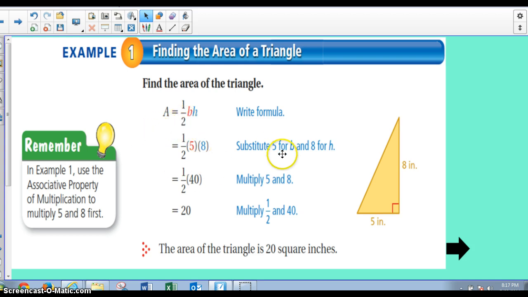So here is our triangle. The height is 8, the base is 5. So we have 1/2 times 5 times 8. The first thing they did, again, would be the associative property where they multiplied these together and came up with 40. Now we can multiply 1/2 times 40, which is 1/2 of 40, and of means times. So your answer is 20. If you can't remember how to multiply a fraction and a whole number, make sure you go back in your notes and figure that out.